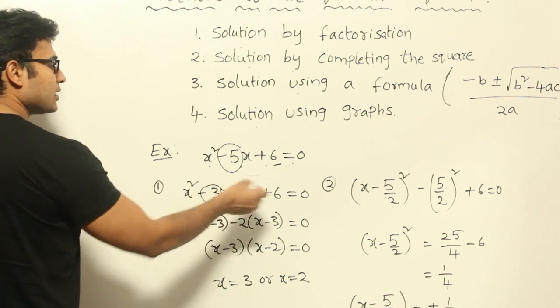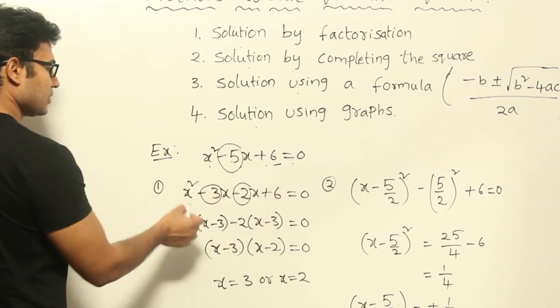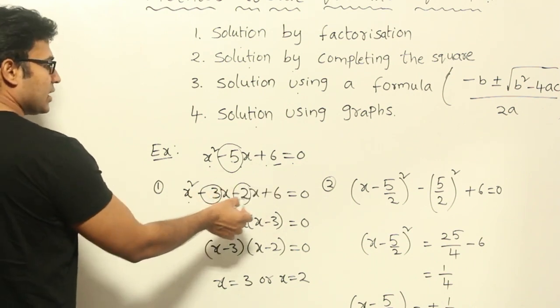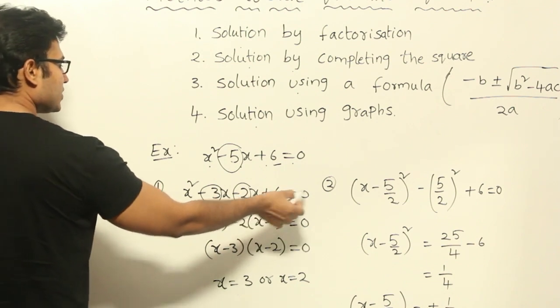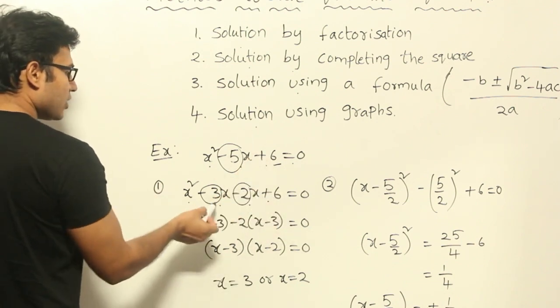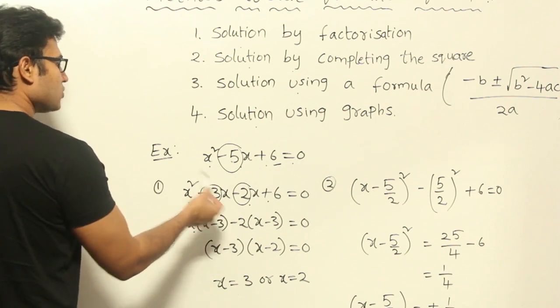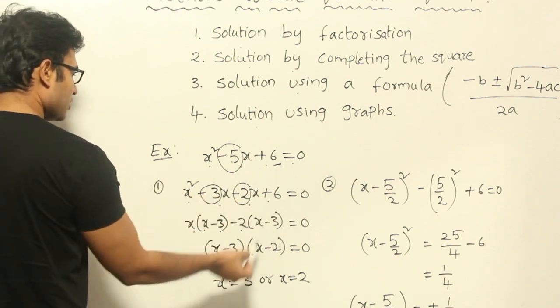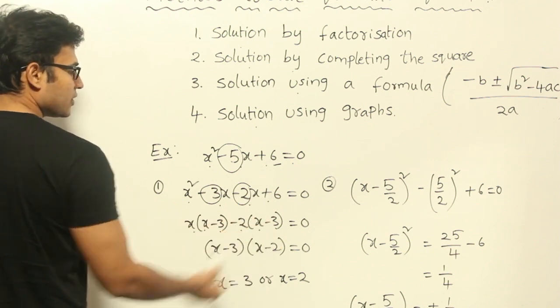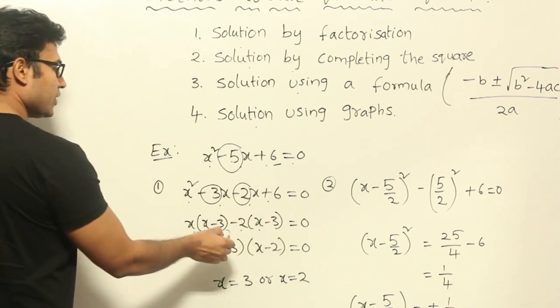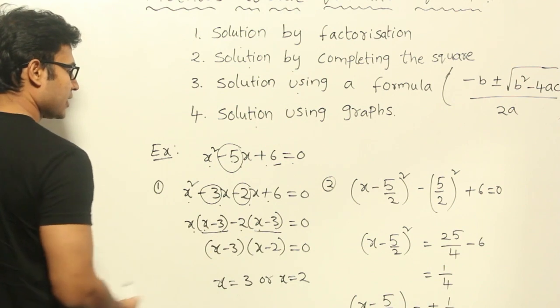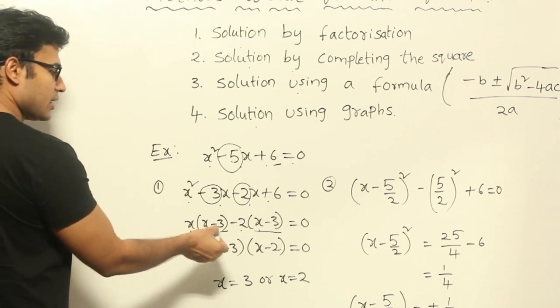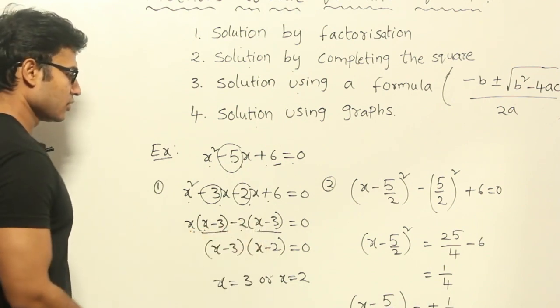And now you can write it in terms of this equation, x square minus 3x minus 2x plus 6 equal to 0. Once you get it, you can pull out x as common in the first two terms, then you are going to get x minus 3, and minus 2 as common in the last two terms, it is going to give you x minus 3. Now you can pull out x minus 3 as common, then you are going to get x minus 3 into x minus 2 equal to 0.